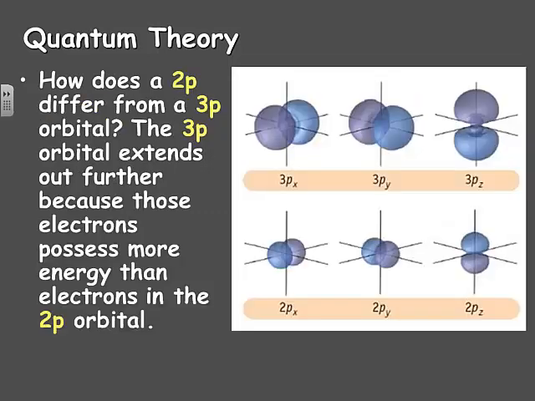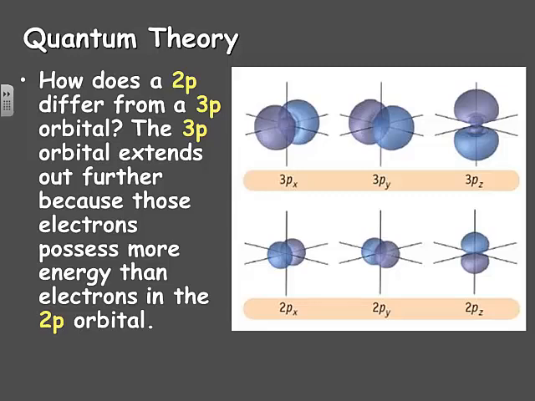Now, what about p orbitals? How does a 2p differ from a 3p orbital? In each of these orbitals, you should notice that they have 2 lobes. So they might kind of look like a dumbbell. Frequently, we refer to these as being dumbbell-shaped. But notice the 2p and the 3p, they look pretty much the same. They're just different in size once again. So the 3p orbital extends out further because those electrons possess more energy, so those orbitals are bigger because the electrons have enough energy to move further out from the nucleus.